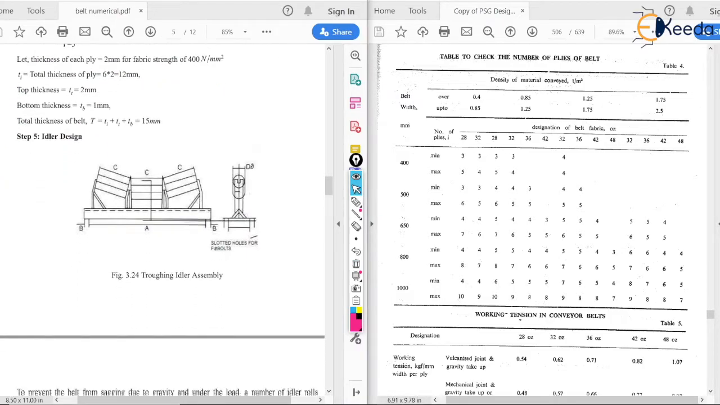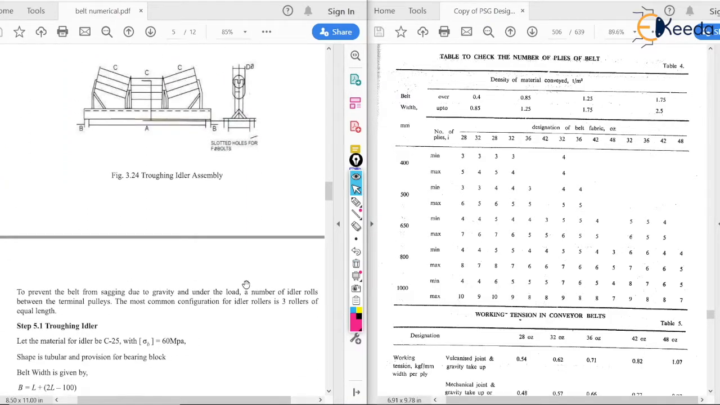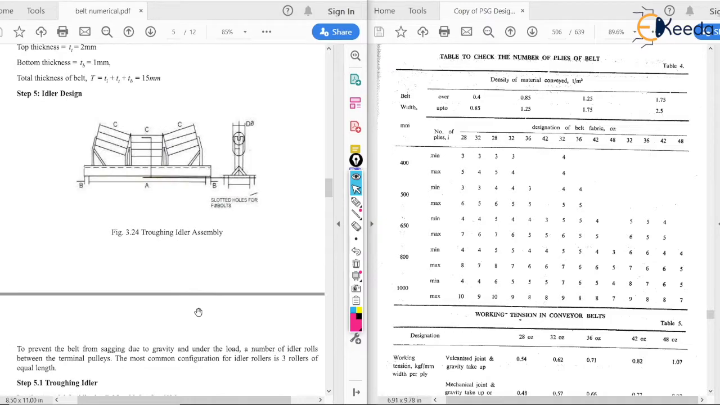Now after that we are going to start with the idler design. Here you can see the troughing idler assembly. There are 3 roller systems. The most commonly used is the 3 roller system only. This is its general diagram, and the belt is here so that the material will be conveyed easily.